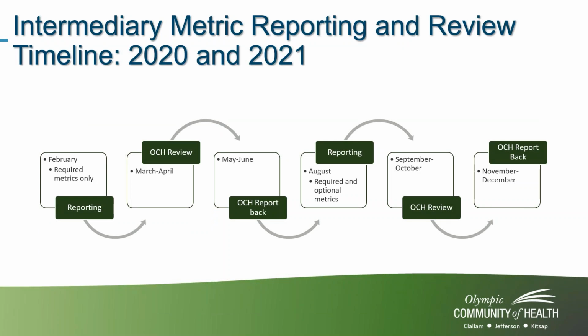Intermediary metric reporting and review timeline for 2020 and 2021 is as follows. Metrics will be reported in February. February will include only the required metrics. Over March and April, the OCH staff will review your submissions and report back in May and June. In August, partners will report again, the second reporting of the year, which will include both required and optional metrics if there are any for your partner type. OCH staff will review in September and October and report back to partners in November and December. This is the same timeline and process for 2020 and 2021.